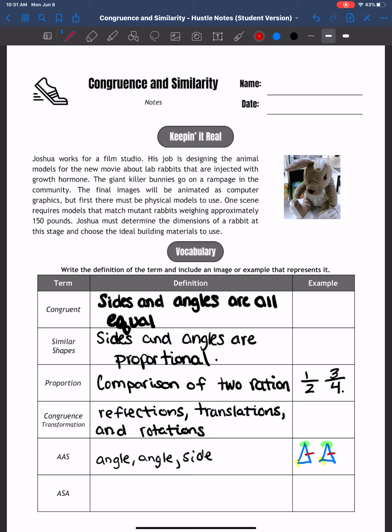Then you also have angle, side, angle. Same thing if you have two triangles that are congruent. You have your angle, your side, and your angle in both triangles. This angle and this angle are congruent, the middle side is congruent, and then the second angle and the second angle are congruent or the same.